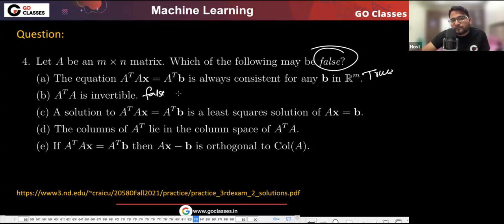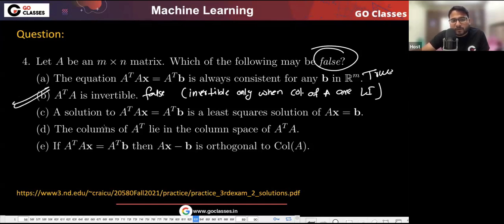When is it invertible? Only when the columns of A are linearly independent. So basically this is false. So this is the answer. Maybe there are multiple answers, so let's just assume this is an MSQ.